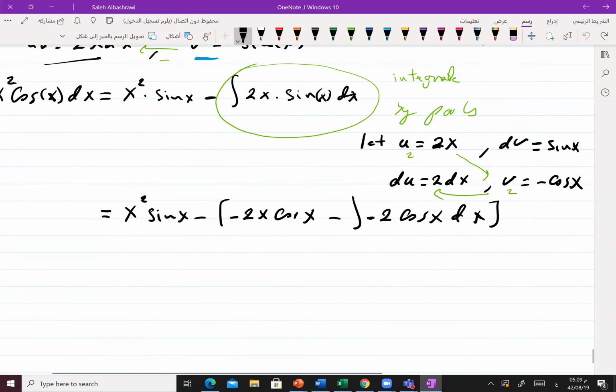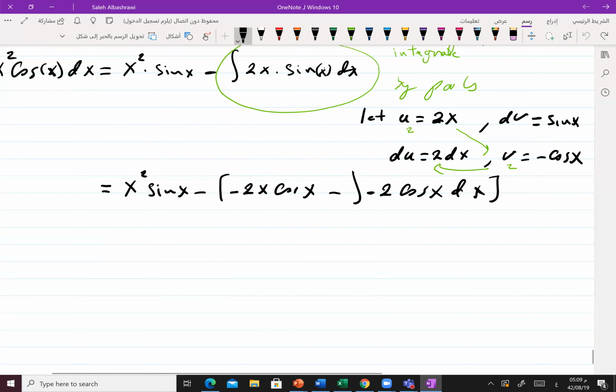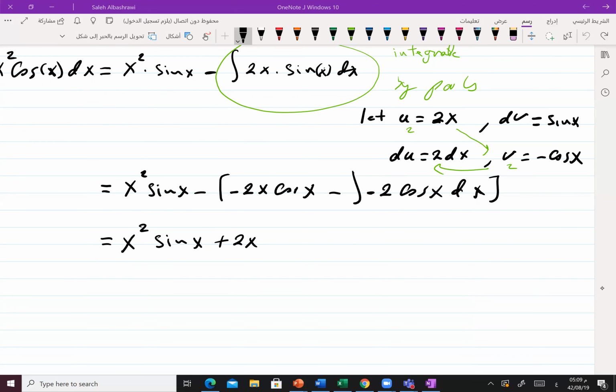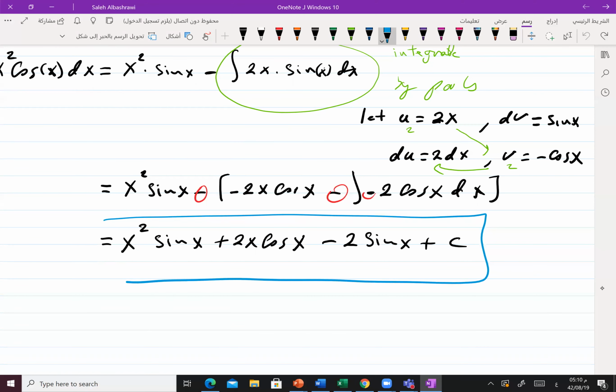Close the bracket. Then it equals x squared multiplied by sine x, minus with minus is a plus, so plus 2x cosine x, minus integration of cosine, because minus with minus is positive, with minus will be minus 2, and integration of cosine is sine x plus constant c. And that will be the integration.